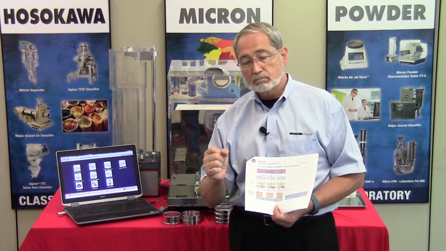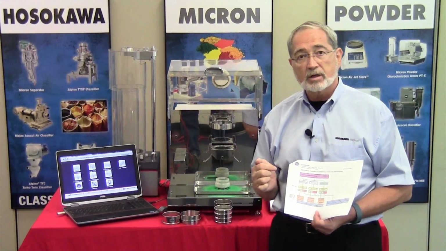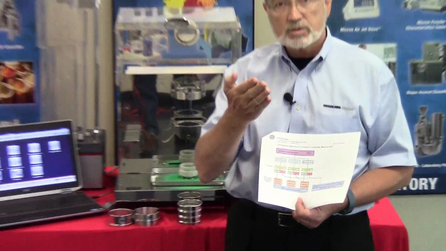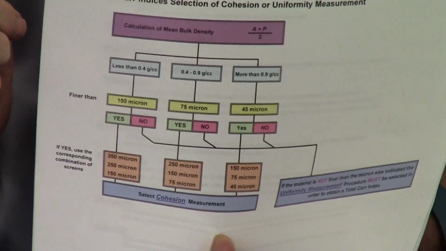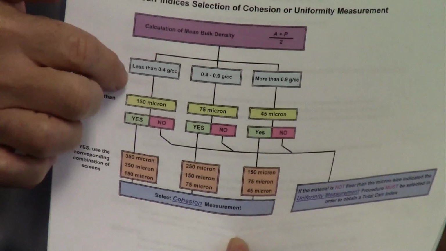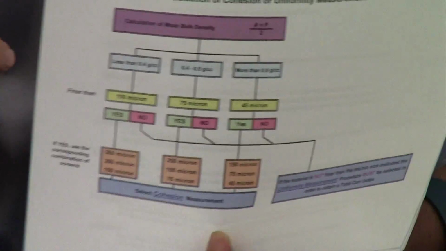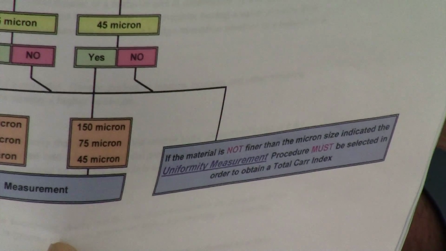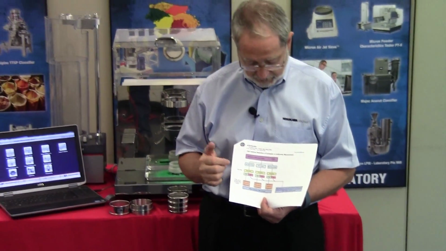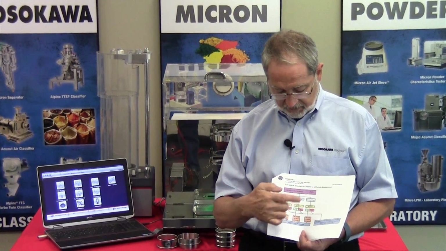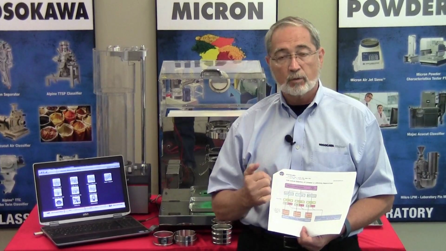Now, what if we don't meet that criteria? As I just mentioned about the uniformity, if it's greater than 150 micron, what we then need to do is the particle size uniformity, at which time the D10 and the D60 come into play. So you have 150, 75, and then 45.